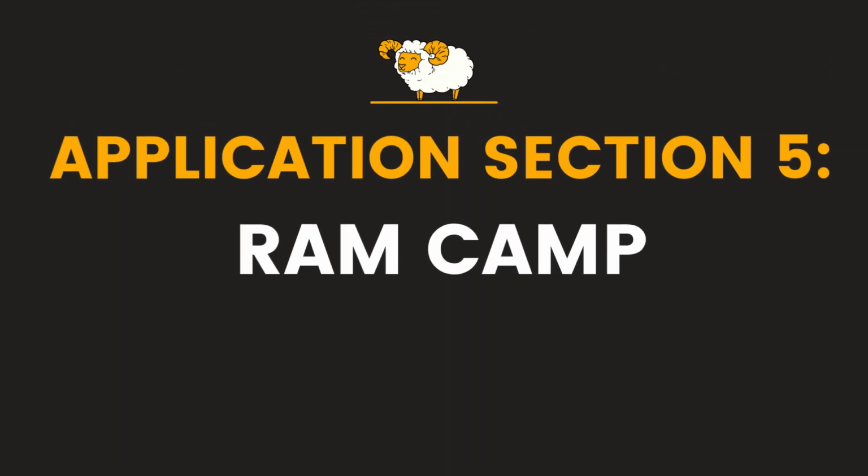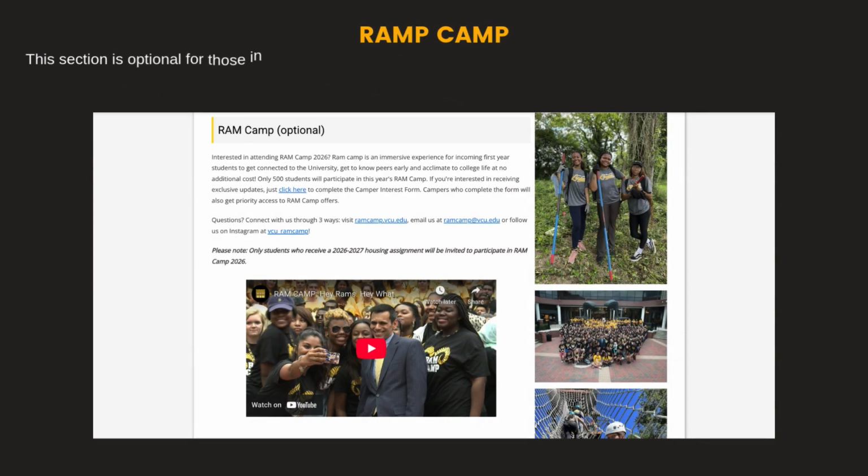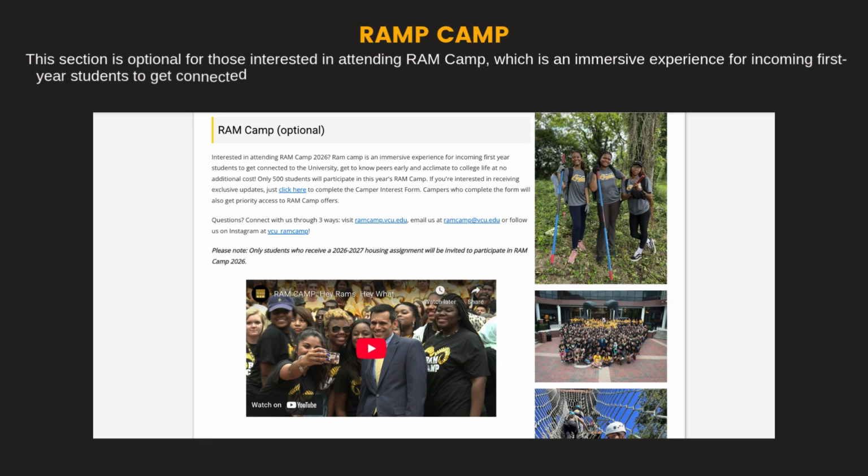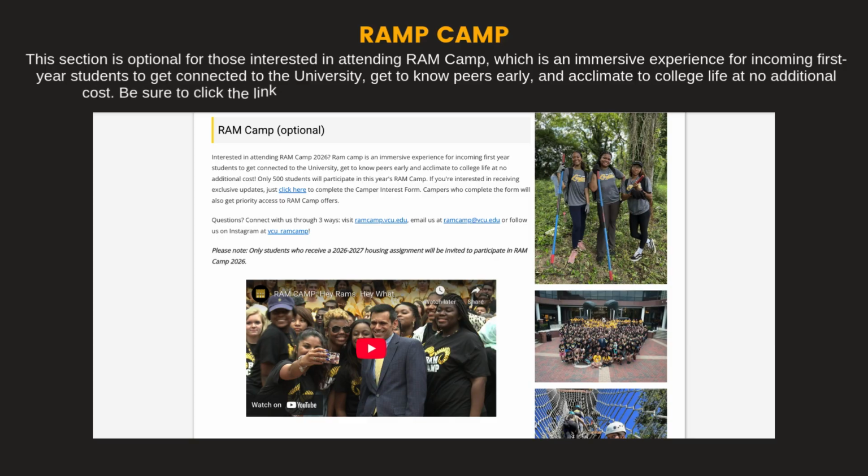Application Section 5. RAM Camp. This section is optional for those interested in attending RAM Camp, which is an immersive experience for incoming first-year students to get connected to the university, get to know peers early, and acclimate to college life at no additional cost. Be sure to click the link to the camper interest form if you are interested in attending RAM Camp.